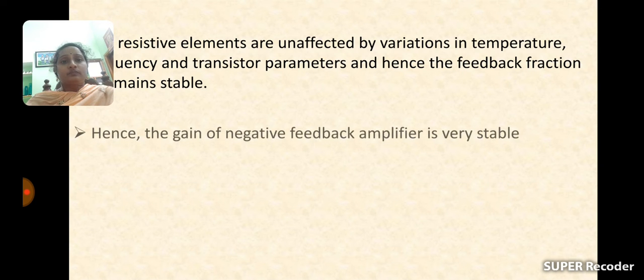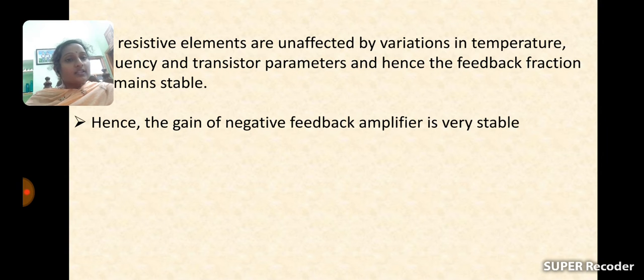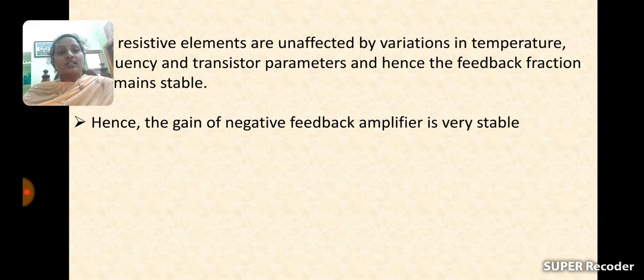And see here, because it depends upon the resistive elements, these resistive elements are unaffected by variations in temperature, frequency and transistor parameters, and hence the feedback fraction remains stable. Why does the negative feedback become stable? Because it consists of resistive elements, and these resistive elements are unaffected by variations in temperature.